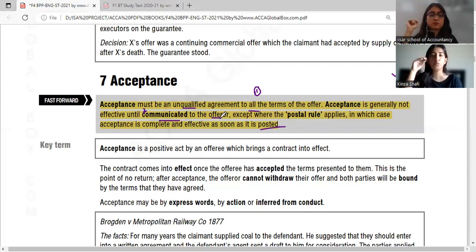Exception, sometimes there is a postal rule. As soon as the post is dispatched, you are under that agreement. Once the acceptance letter has been posted, it means you have accepted the offer. Whether the acceptance letter reaches the offerer or not, despite the fact you posted it, your side of the action is complete. Now you can't change your mind. Your side of the acceptance is complete and effective as soon as it is posted. Okay, I hope this part is clear now.